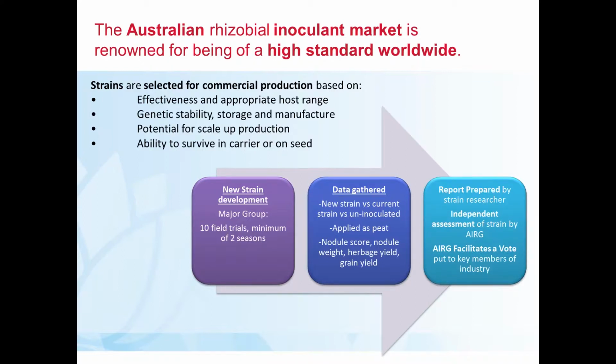Once all of this research is done, the report is prepared by the person researching that strain. Then the strain goes under an independent assessment by our group, and then AIG facilitates a vote. It's put to key members of industry, and they vote the strain in or not, depending on that data.